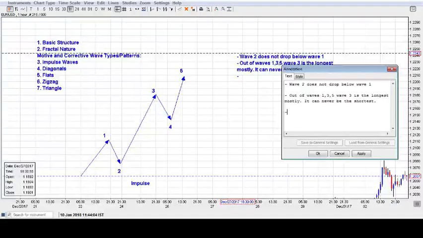But at the same time, it's not a rule. It's not been defined as a rule that it has to be. But the rule which has been defined is that if it is not the longest one or the largest one, it will never be the shortest one. So this understanding of the rule will help all of us to label the charts properly.